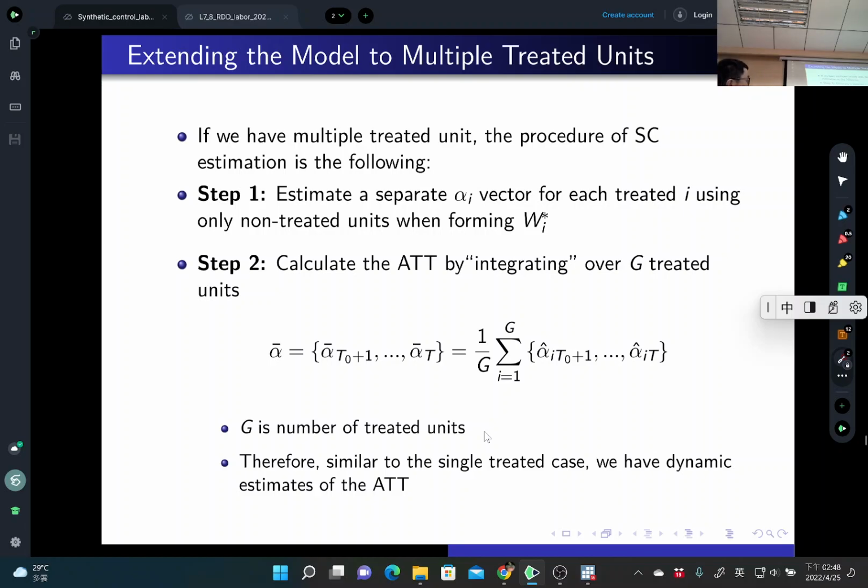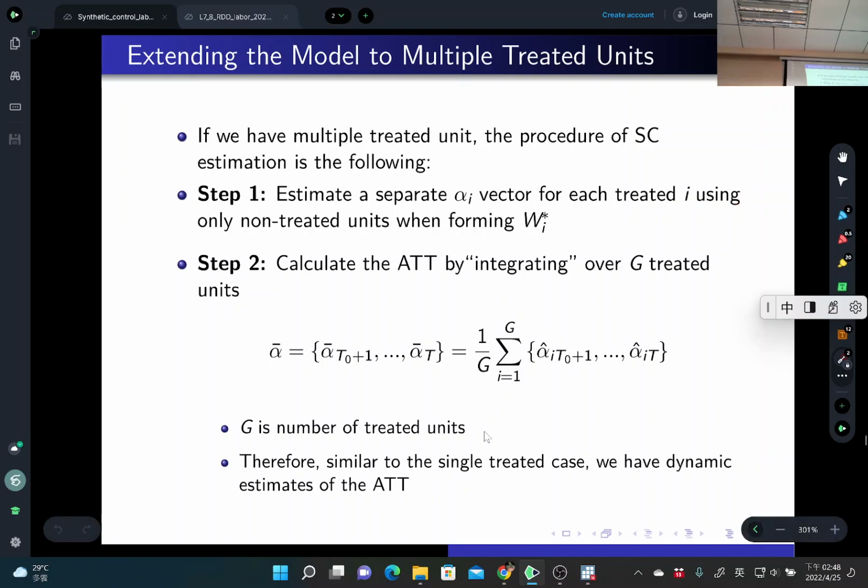So how can we do that? It's not very hard, but it'd be complicated. If we have multiple treated units, the procedure to implement a synthetic control estimation is the following. The first step is to estimate a separate treatment effect for each treated unit.